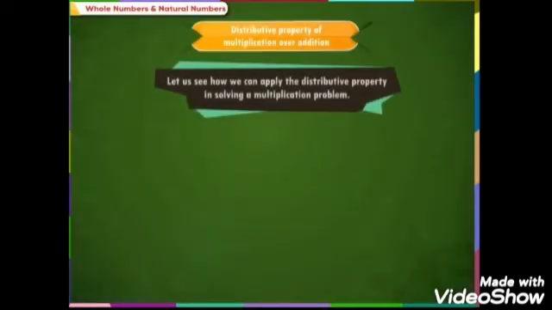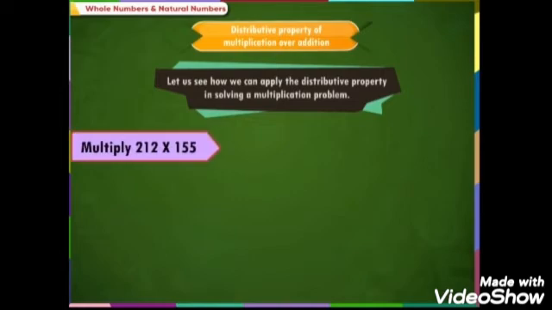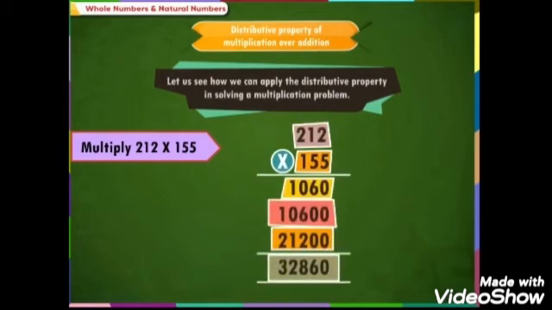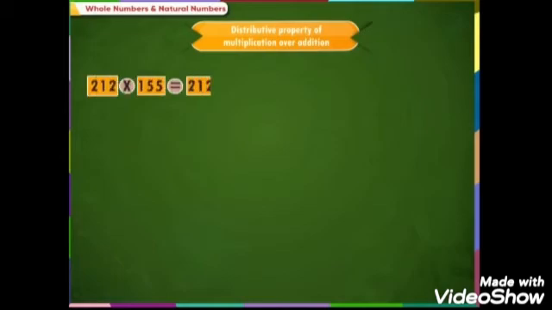Let us see how we can apply the distributive property in solving a multiplication problem. Multiply 212 into 155. We are already aware of the usual way of multiplying two numbers. The other way is by using the property.